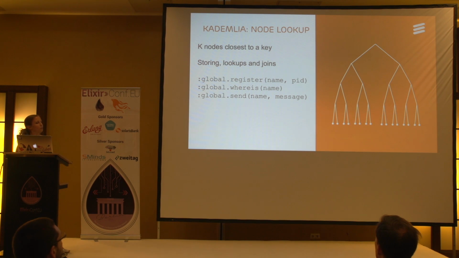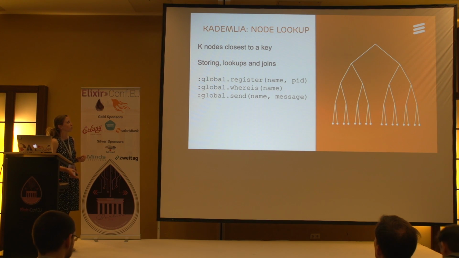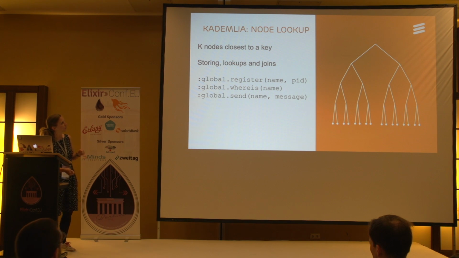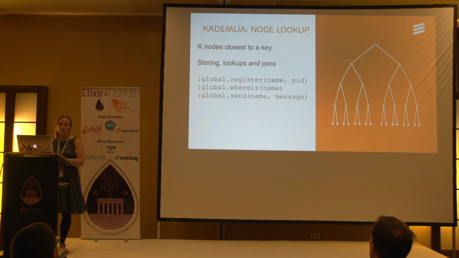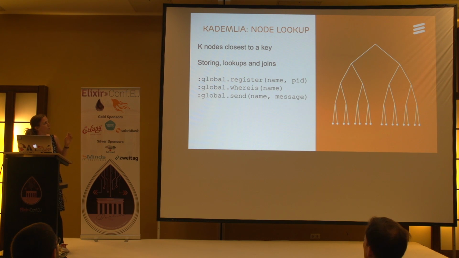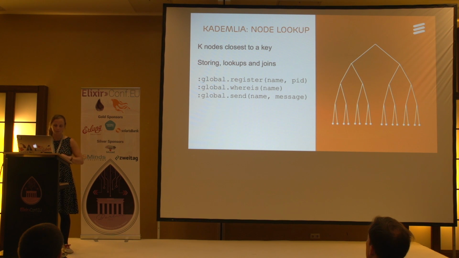Okay, so we have the routing table information. Let's do something more fun with this and look at the node lookups. This is what is used to get closer to the key which you're trying to look up. If you just do a node lookup, you'll locate the k nodes that are closest to the key. This procedure is used for both storing lookups and also during the joins.